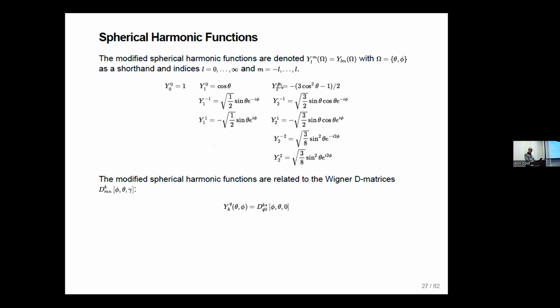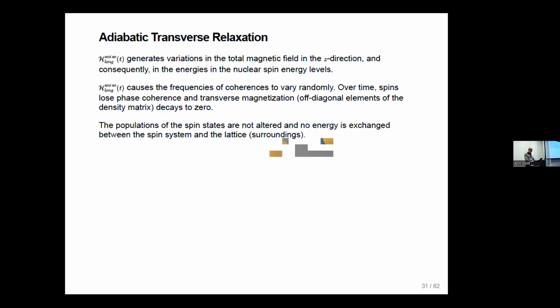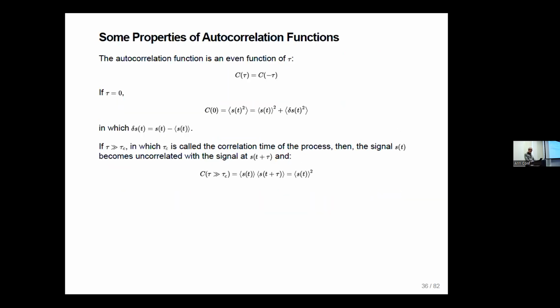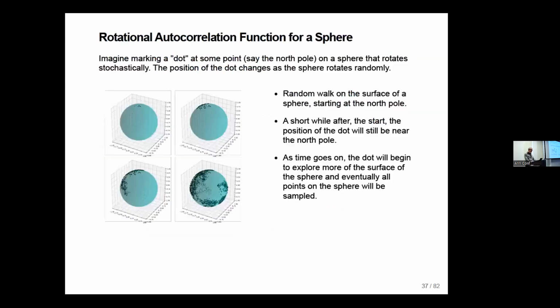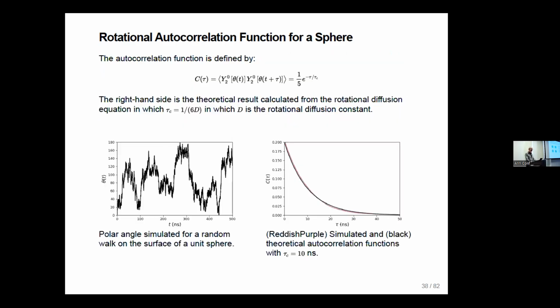For Y20, that depends only on theta as a function of time. It doesn't depend on phi, the polar angle. So what I've done here then is from that simulation, for each dot, I measured the polar angle, the deviation from the North Pole, calculated 3 cosine squared theta minus 1, multiplied them together. So here are the angles.